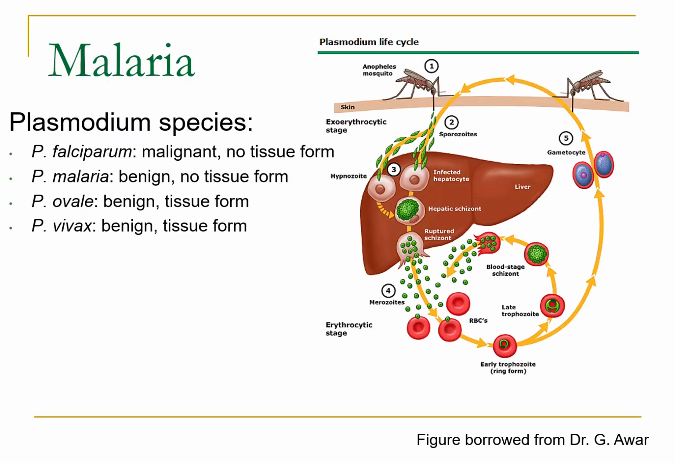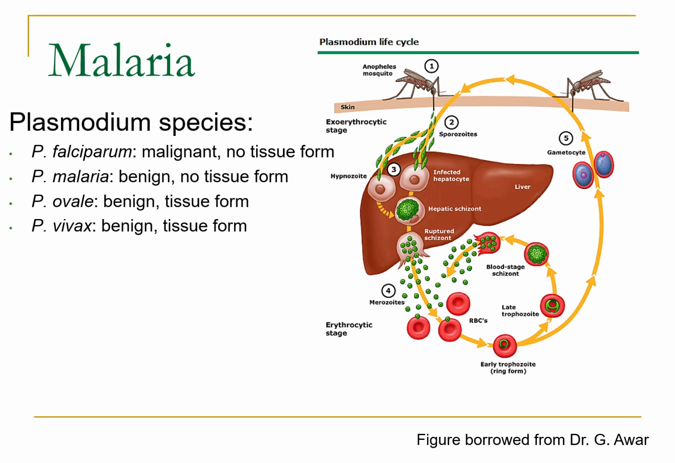Let's start with malaria. You already have a session on malaria with Dr. Ghassan Awar. As a matter of fact, I borrowed this figure from his slides. I want you to remember that with Plasmodium falciparum, we have a malignant form, and hence this has therapeutic implications, where we might use IV therapy instead of only oral therapy.